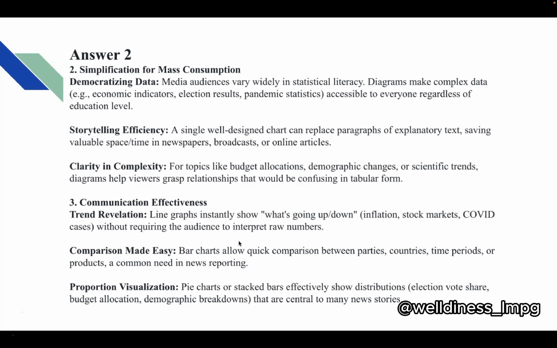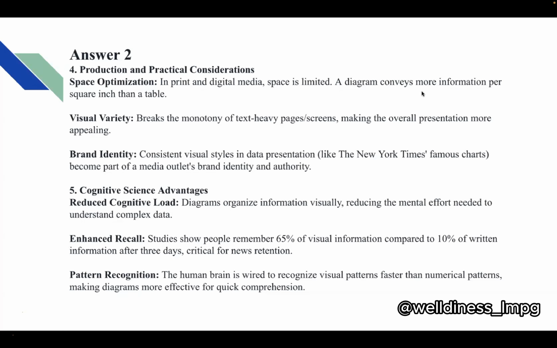Production and practical considerations. Space optimization. In print and digital media, space is limited. A diagram conveys more information per square inch than a table. Visual, and this is not just true for only magazines and newspapers. Even when they are presenting on their screen, it's easier for them to just show a diagram that will capture what 10 tables would have taken more space and more time, especially when they have a short time to present what they are presenting.